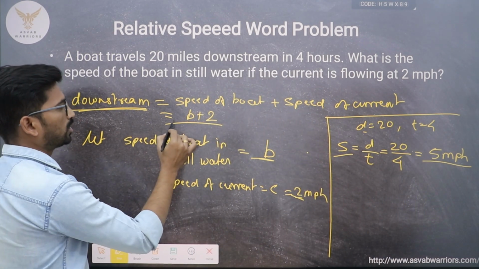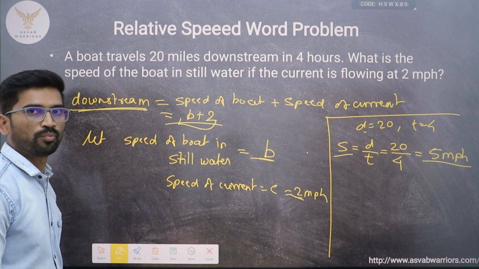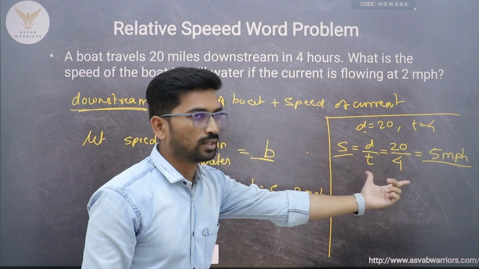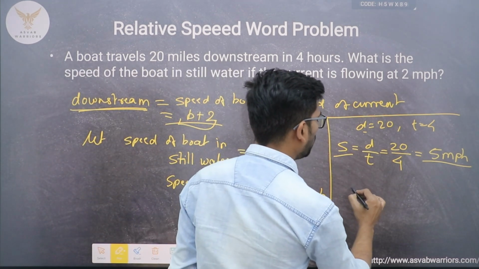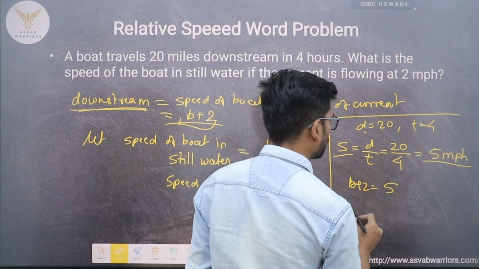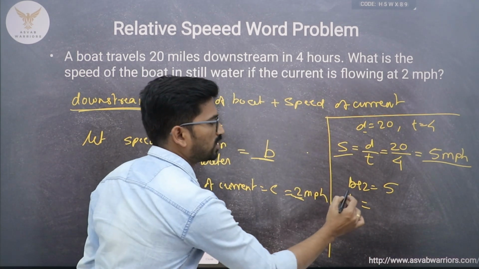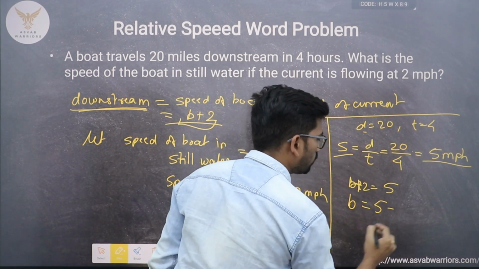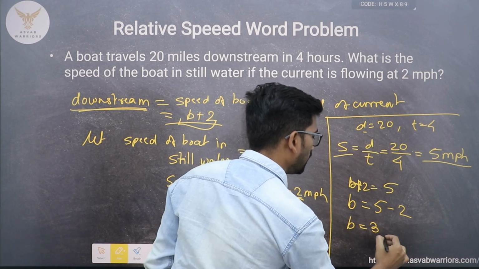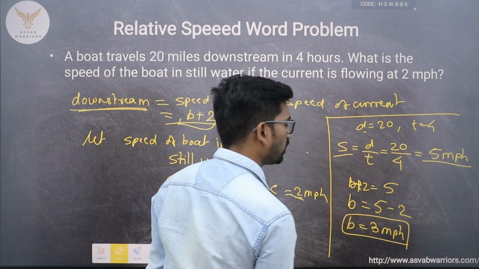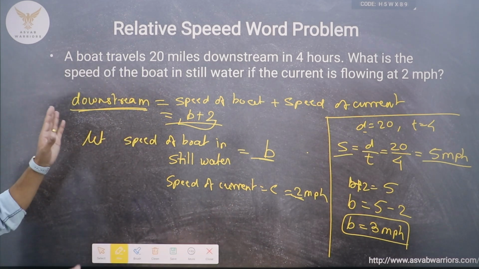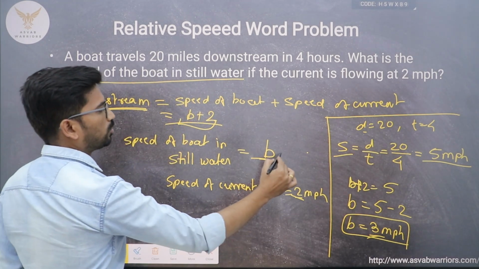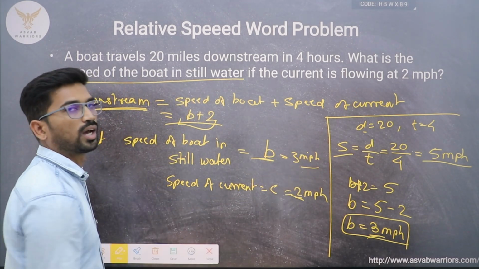And we also have the downstream speed as B plus 2. So we will equate them. We will equate downstream speed with this speed. So B plus 2 equals 5 miles per hour. So B will be equal to, we will send this plus 2 over to the other side of the equation, so it will become minus 2. So B will be 3 miles per hour. This will be the speed of boat in still water. So we have to calculate the speed of boat in still water, it will be 3 miles per hour.